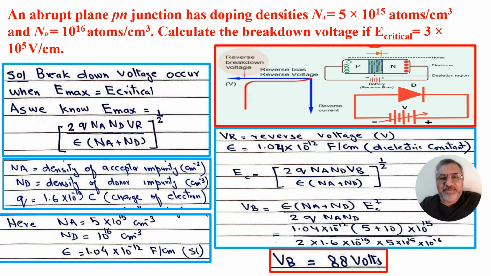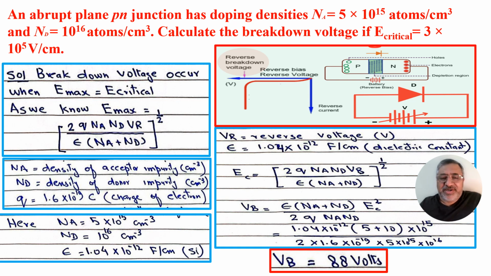Bismillahirrahmanirrahim. In this unit, we will solve a practical example to determine the reverse breakdown voltage. Reverse breakdown voltage is the minimum reverse voltage that causes a diode to conduct in reverse bias. When this voltage is exceeded, the diode automatically enters breakdown mode, allowing a significant amount of current to flow in the reverse direction.